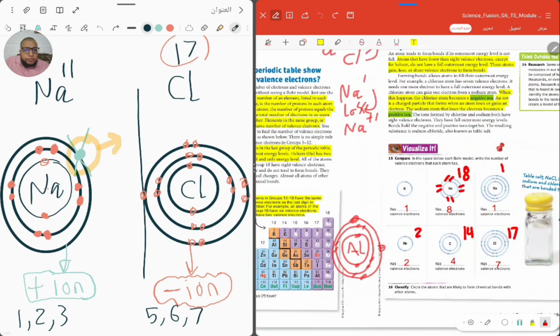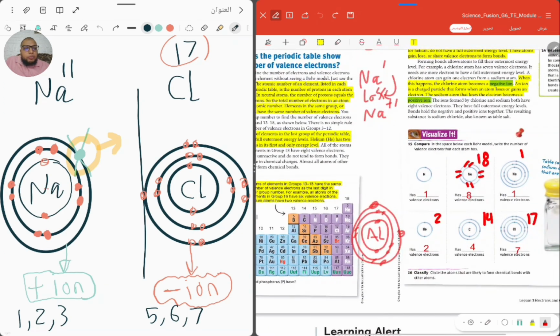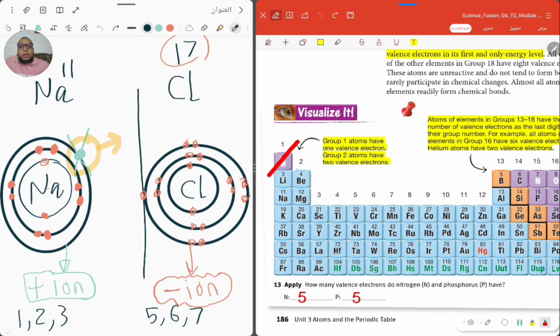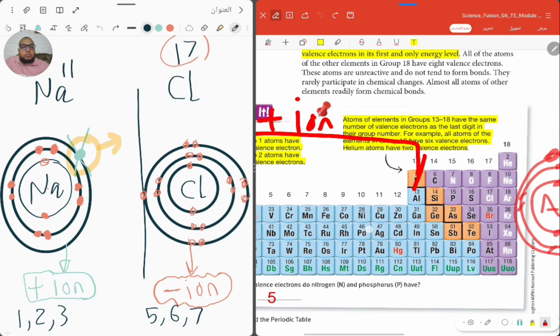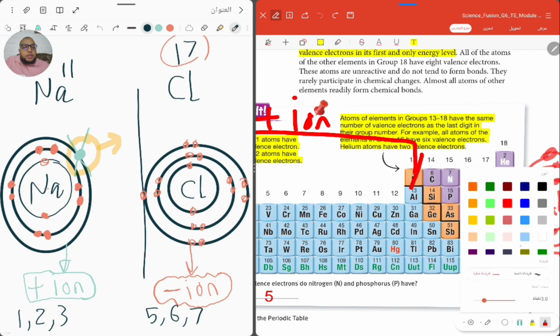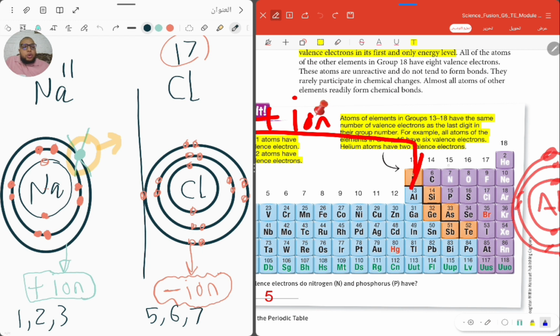Okay guys, now we will know the meaning of positive ion and negative ion. If you focus here at this small periodic table, you will know that group 1, group 2, group 13, all of them make a positive ion. But we will not speak about group 14 because it is in the middle. Let's take another color. Group 15, 16, 17, they make a negative ion.